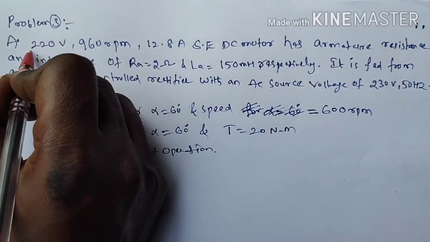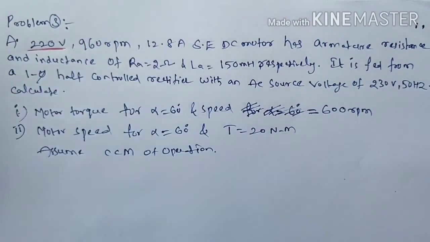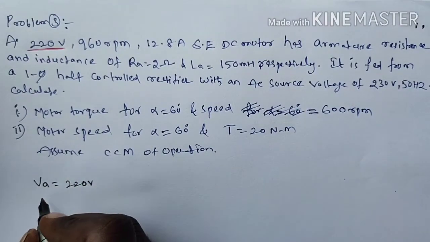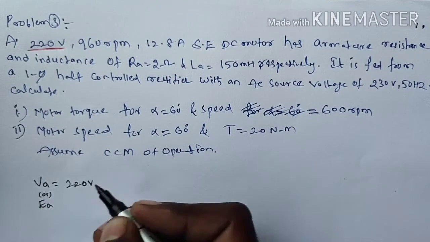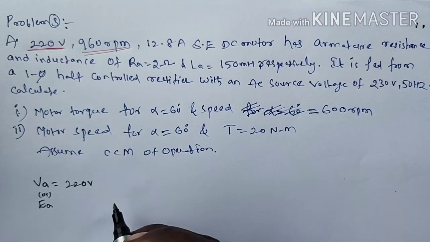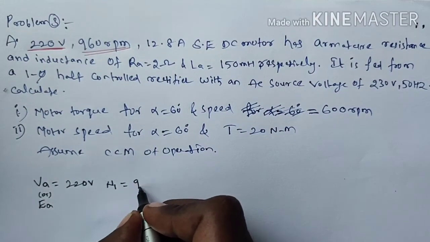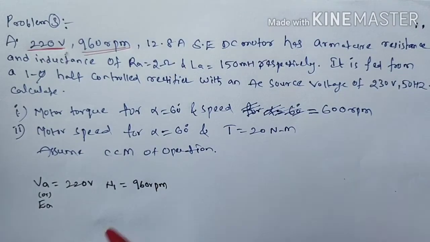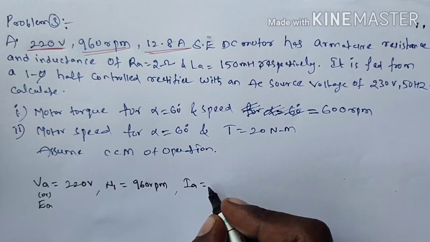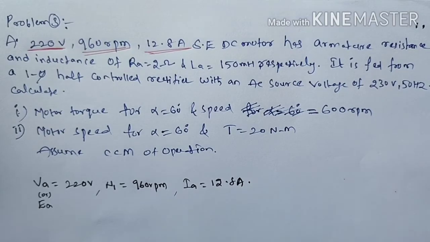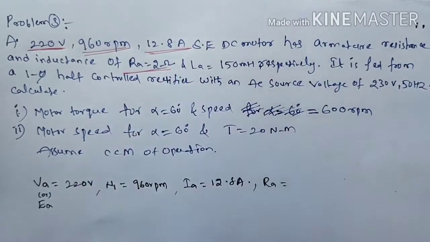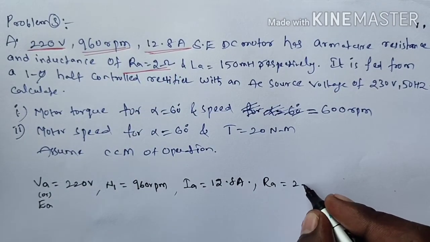In this, the VA value is given. VA is equal to 220 volts. It can also be called EA or VA, both are the same. And the speed is given: N1 is equal to 960 rpm. And they have given the current: the IA current is 12.8 amperes. And here we also have one more point, that is RA, the armature resistance, which is 2 ohms.